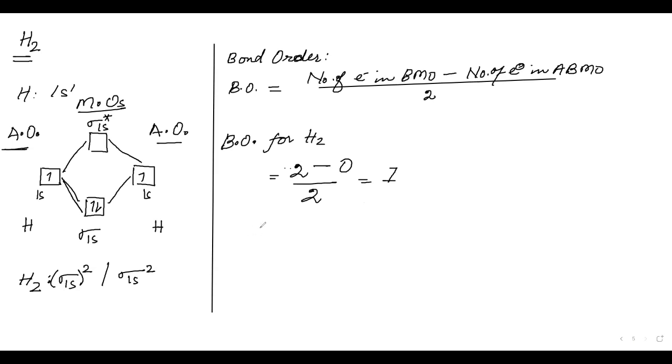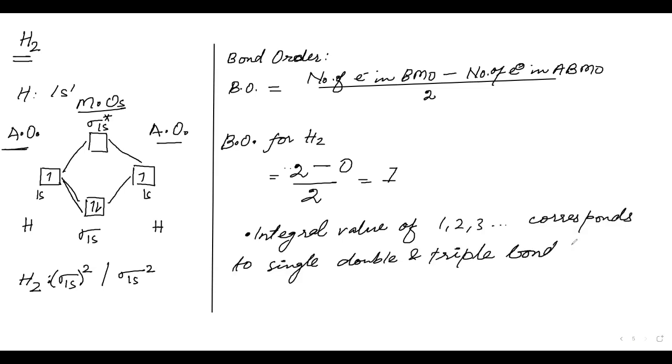Now what does that represent? An integral value, that means an integer type value of 1, 2, 3, etc. It corresponds to single, double, and triple bond in the classical concept.